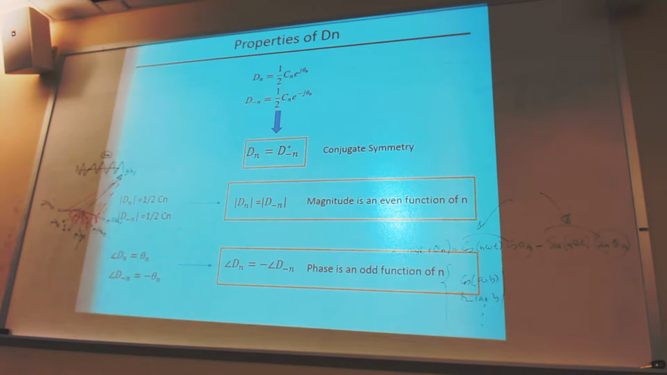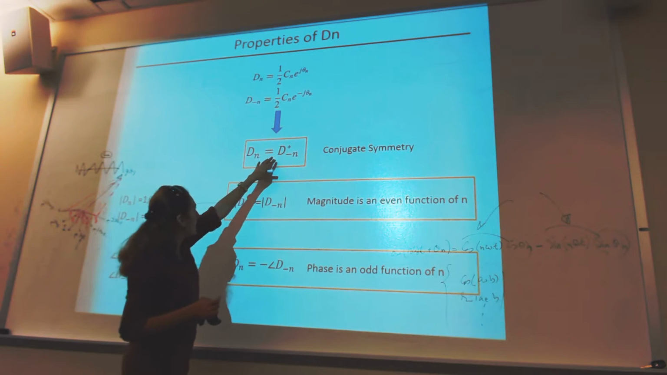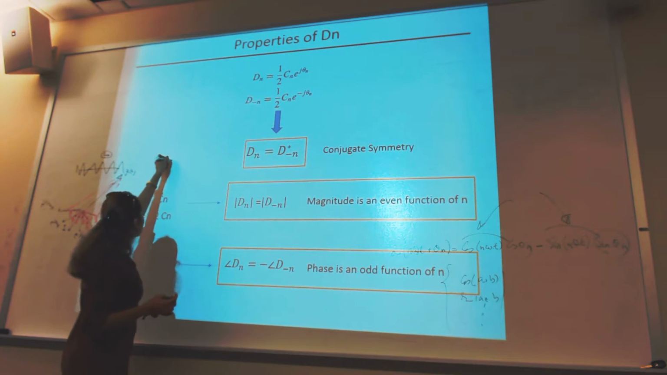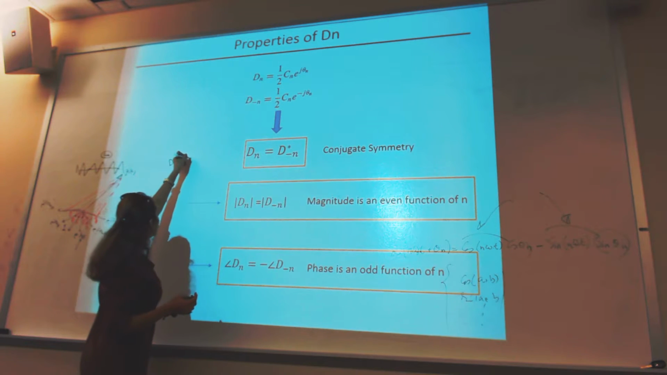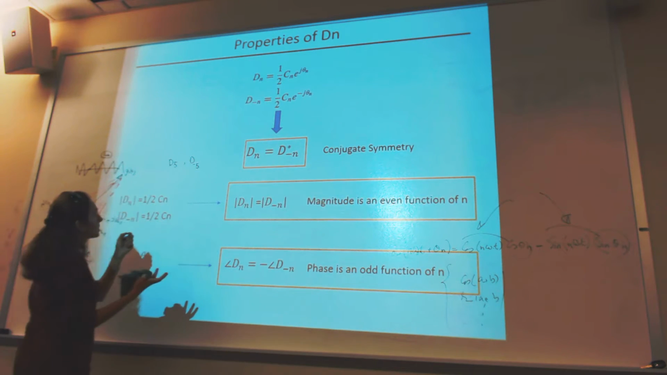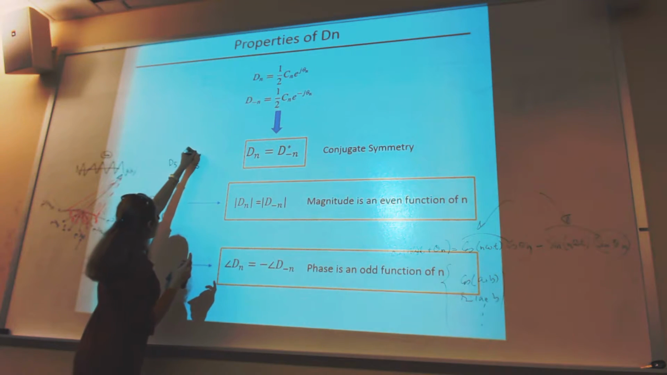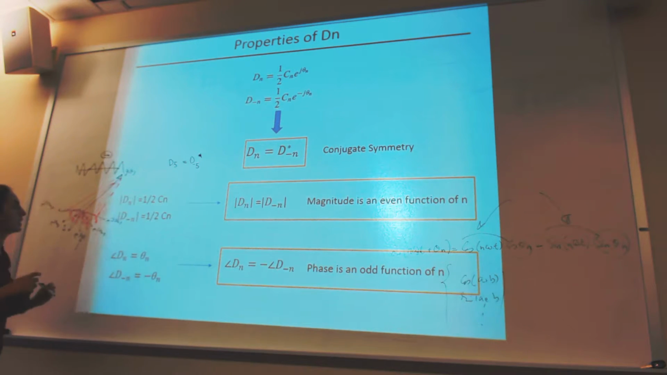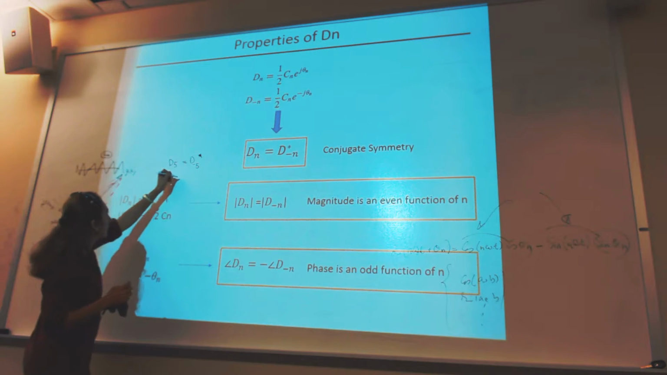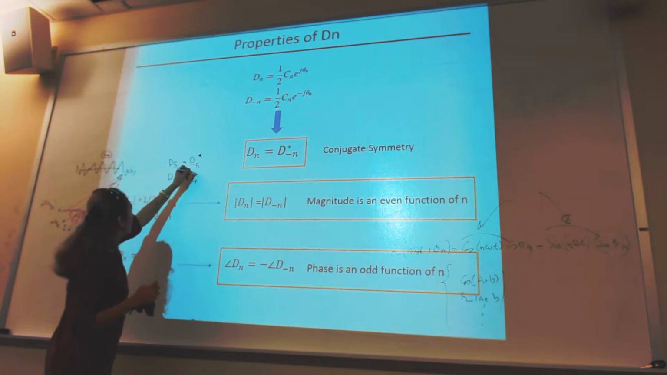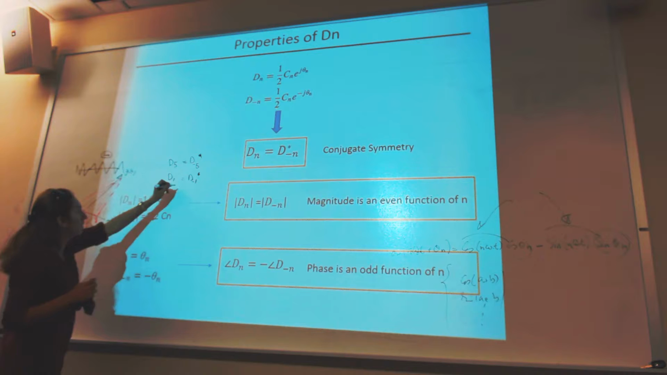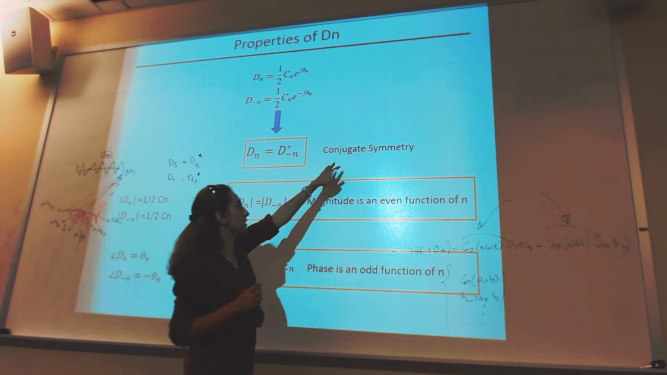What we have is the conjugate symmetry. So what does conjugate symmetry mean? It means that between Dn and D negative n, let's say between D5 and D negative 5, what's the relationship between them? They are not equal, but they are conjugates of each other. And if you look at D1 and D negative 1, they are conjugates of each other. So this is called the conjugate symmetry.